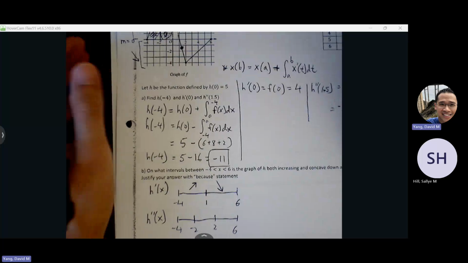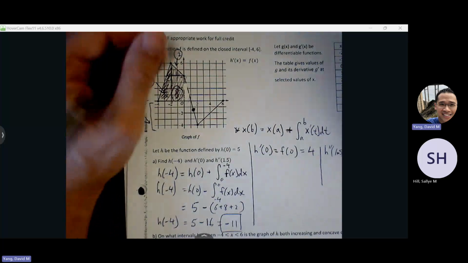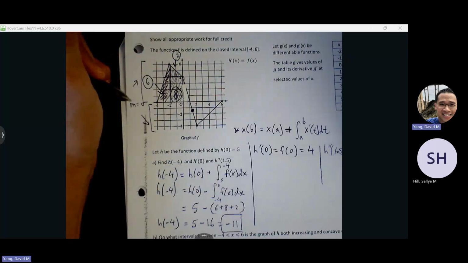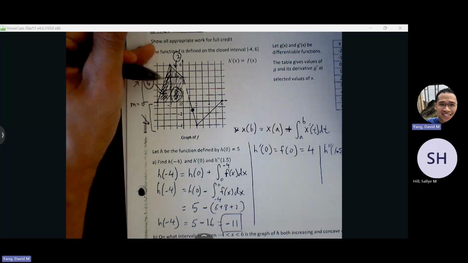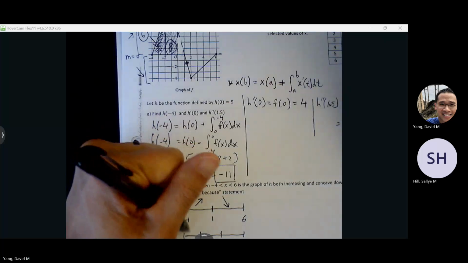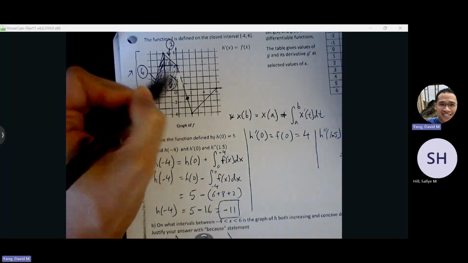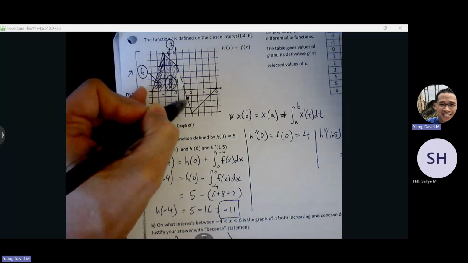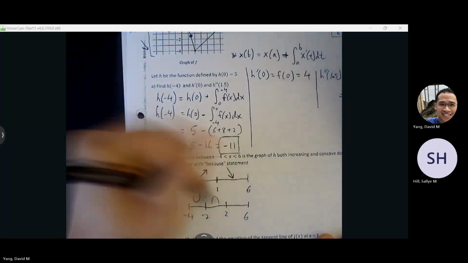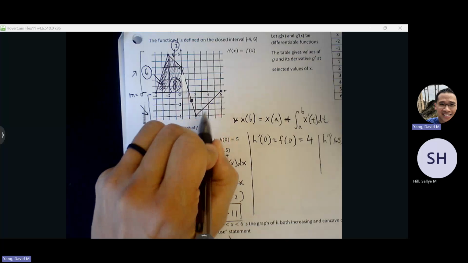And then to determine concave up, concave down, we just look at the slope of the h prime graph. Positive slope on the h prime graph means concave up. Negative slope on the h prime graph means concave down. And then positive slope on the h prime graph indicates concave up.